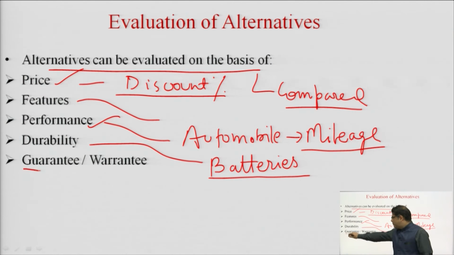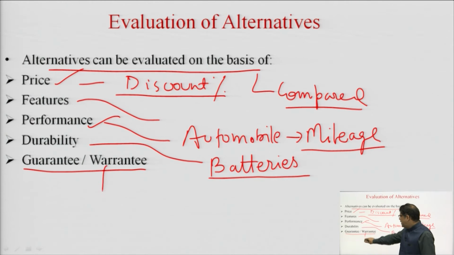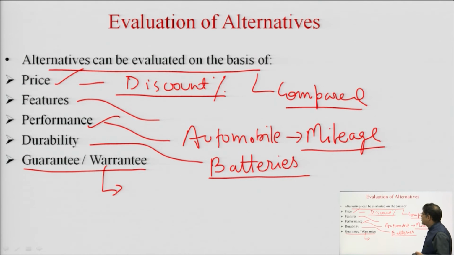Last but not the least, one of the criteria to evaluate the alternatives can be the guarantee or the warranty which is being offered. So, any vendor which is giving us a higher guarantee or a higher warranty in comparison to the other vendor will be preferred by the consumer, because the consumer is getting a better guarantee or warranty, and therefore, the deal would be very attractive. So, these are the various criteria on the basis of which the alternatives can be evaluated.